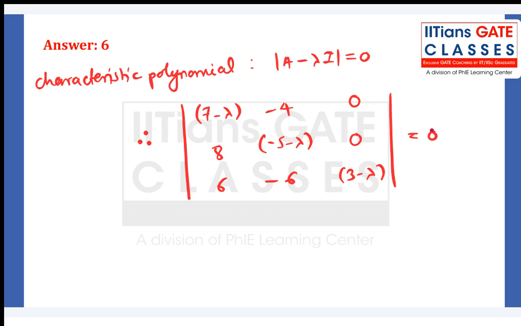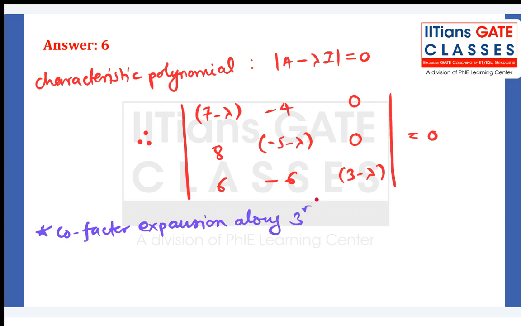Now one way to solve this, the conventional way, is to evaluate the determinant of this 3 by 3 matrix by the conventional method. Everybody should be aware of how to do conventional determinant calculation for a 3 by 3 matrix. But there is one easier way to do it also, and that is using cofactor expansion along the third column of this matrix.